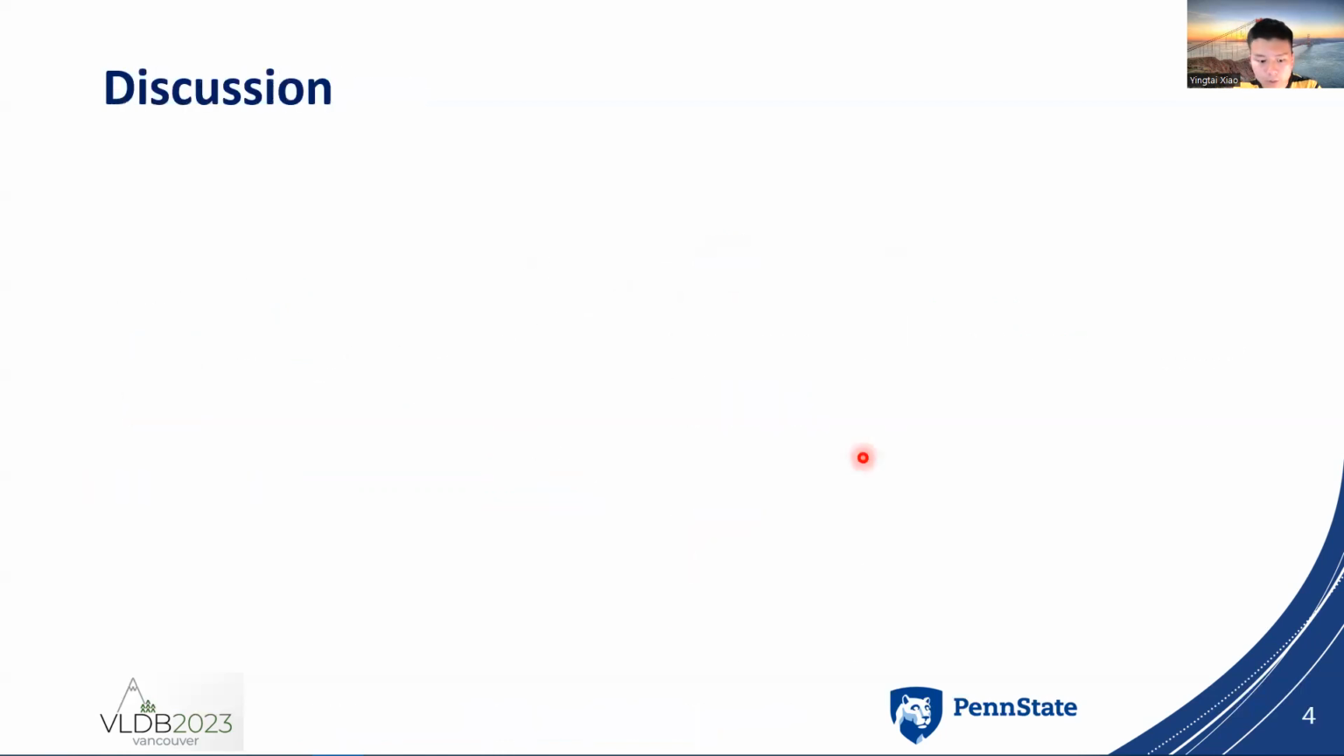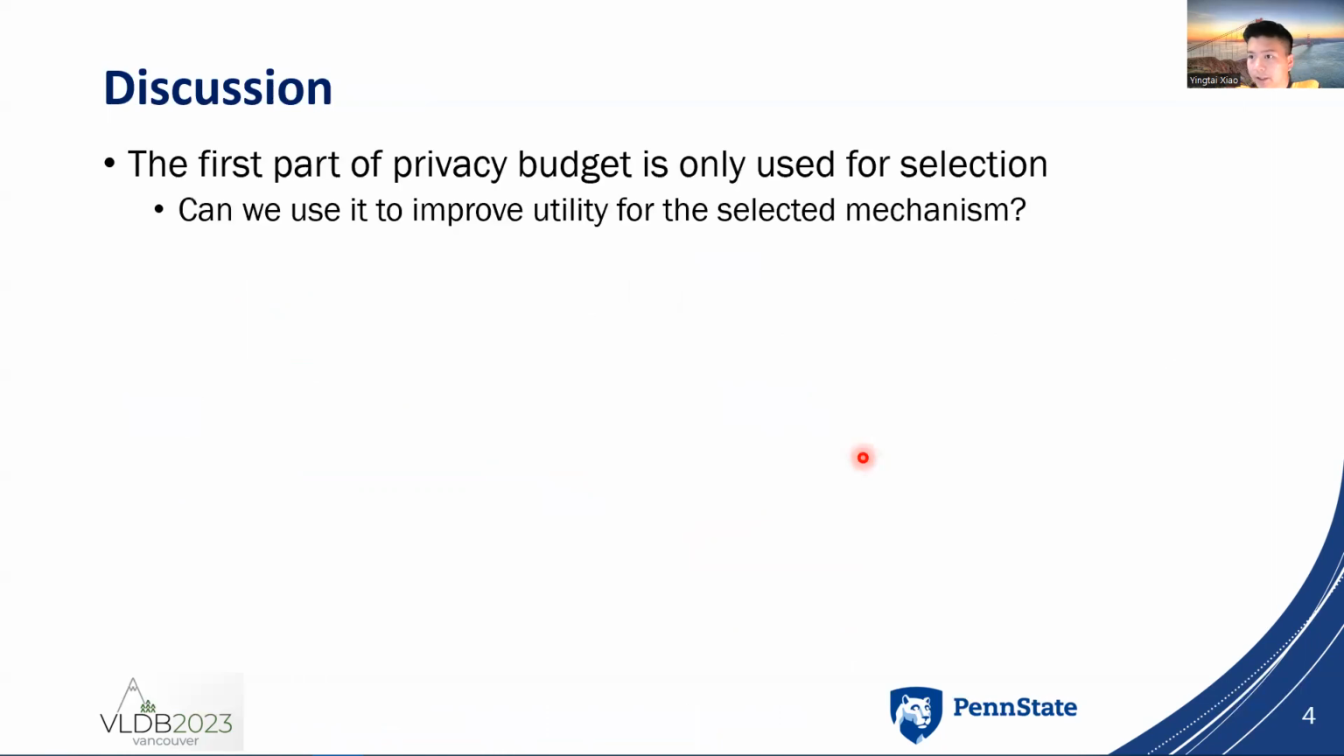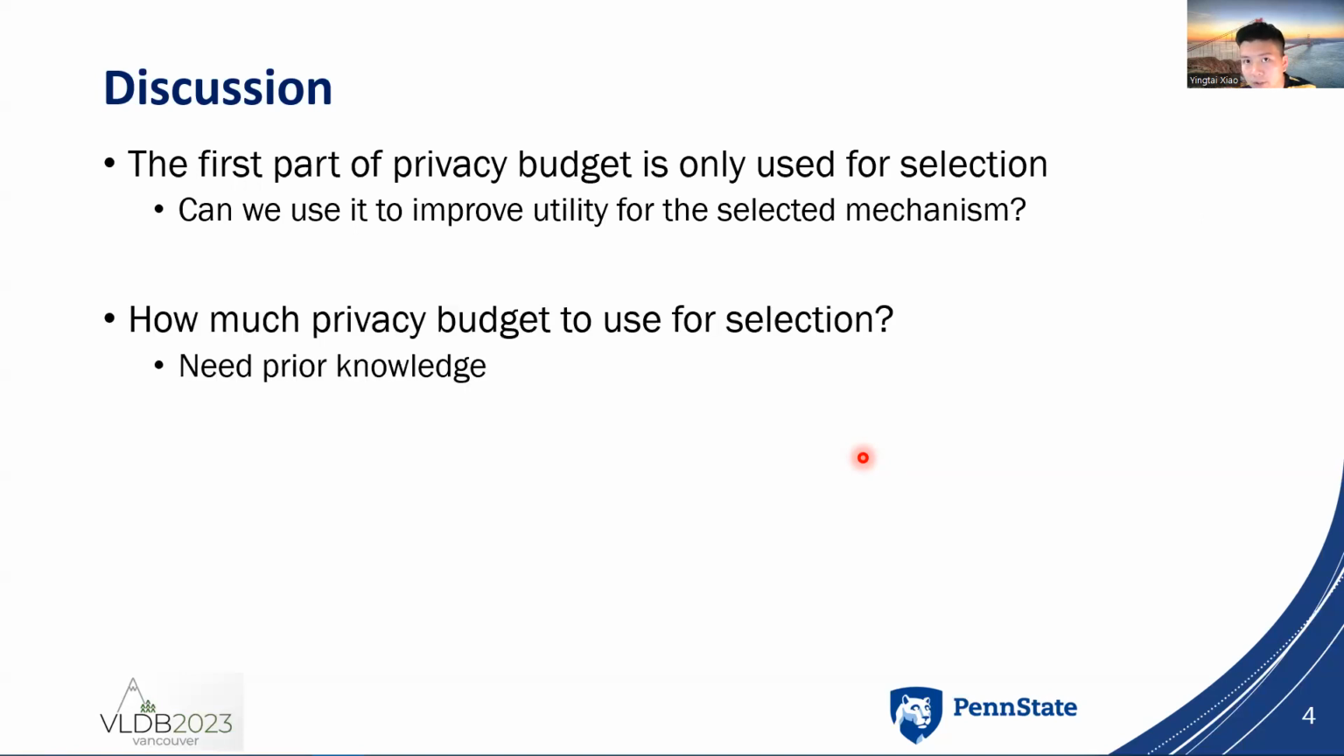So this is the prior work, and it turns out that the first part of the privacy budget is only used for selection, and we ask the question whether it can be used to improve the utility for the mechanism that we are interested in. Also, we don't really know how much privacy budget should be used for the selection part, and it always needs some prior knowledge, so it's not easy to decide how much privacy budget to spend for selection.